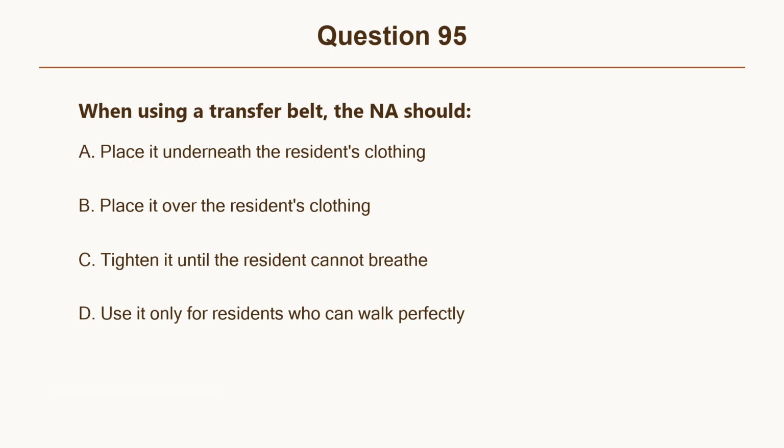Question 95. When using a transfer belt, the NA should, option A, place it underneath the resident's clothing. Option B, place it over the resident's clothing. Option C, tighten it until the resident cannot breathe. Option D, use it only for residents who can walk perfectly. The correct answer is option B, place it over the resident's clothing.